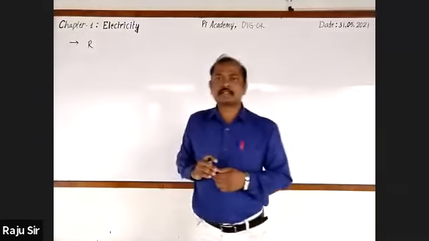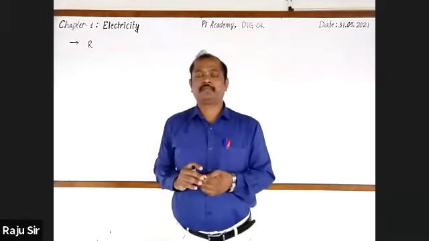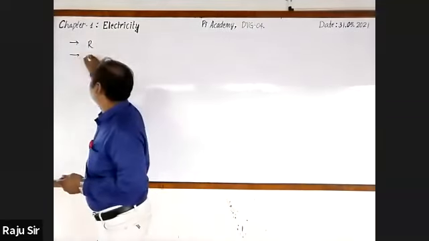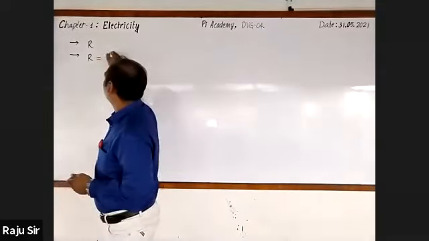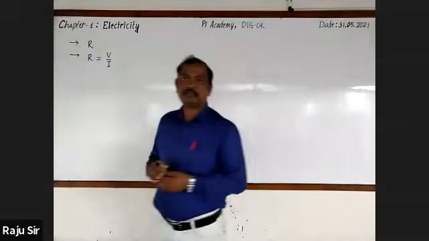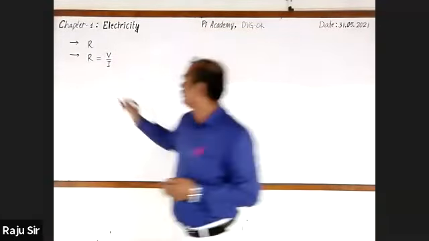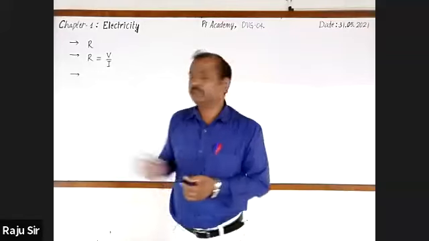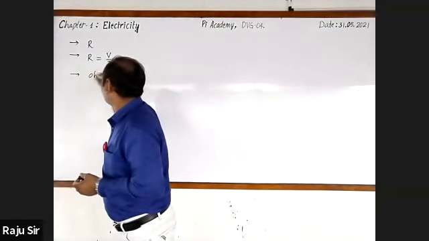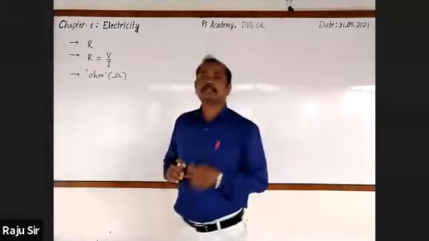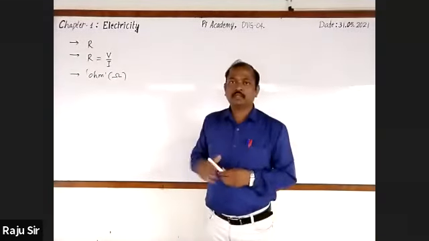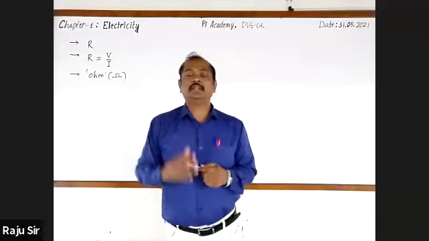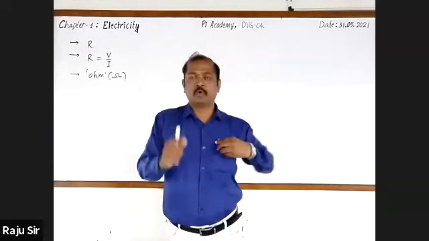Electric resistance is denoted by the symbol capital R. It can be found by using the formula R is equal to V by I. We have also come to know the SI unit of electric resistance. It is Ohm, and the symbol is omega. You know that the word Ohm has been taken from a great scientist, George Simon Ohm.